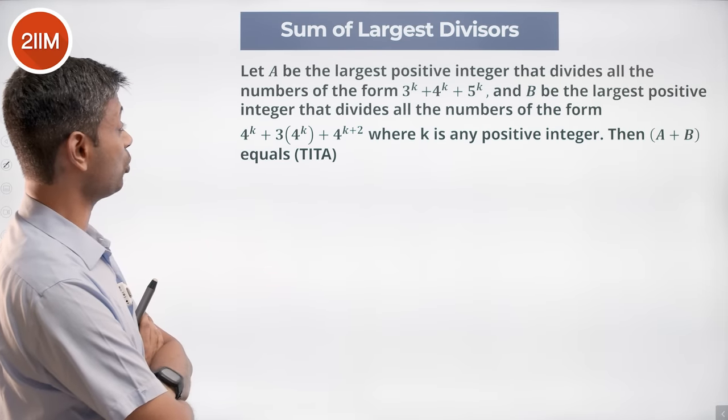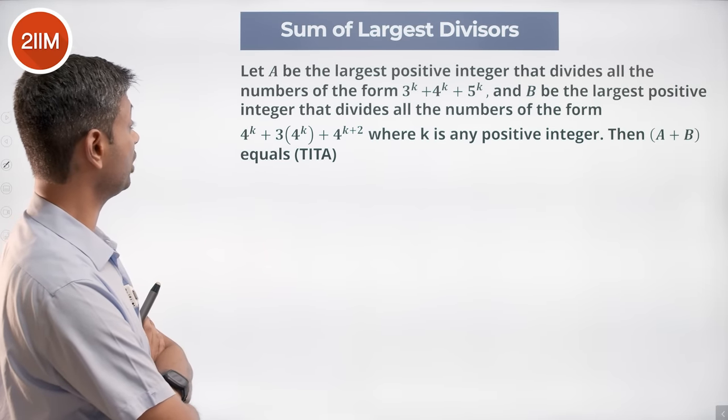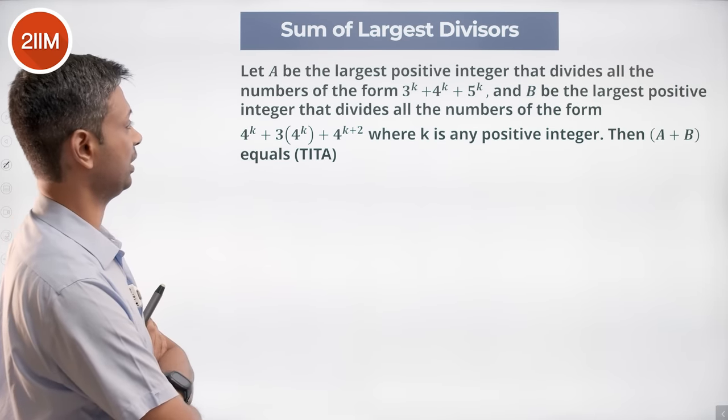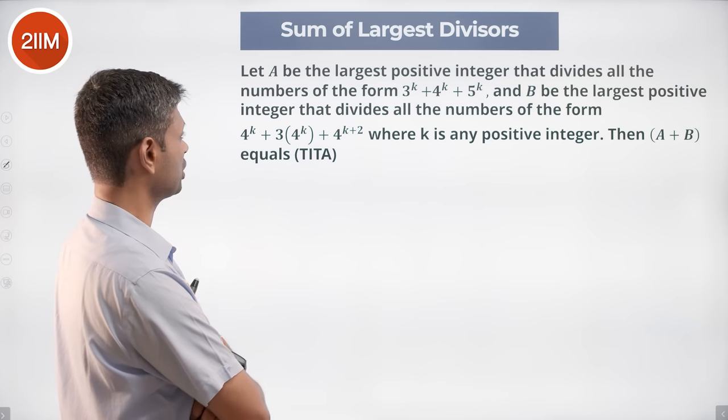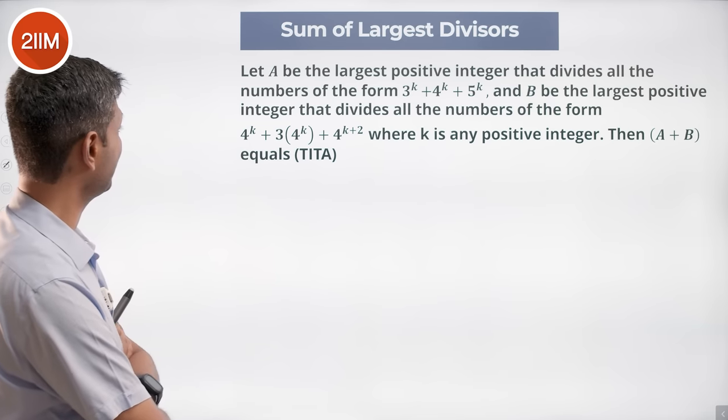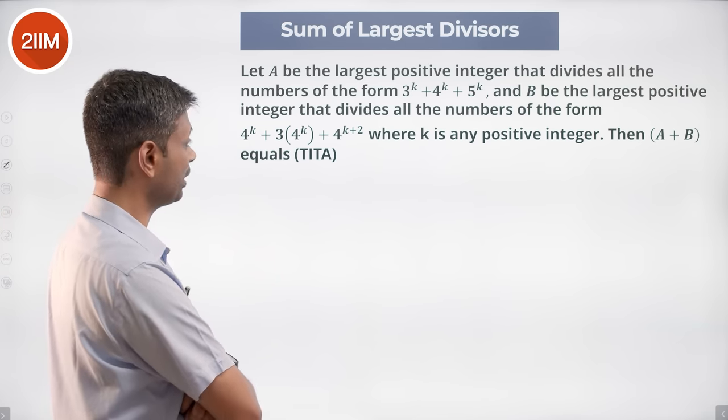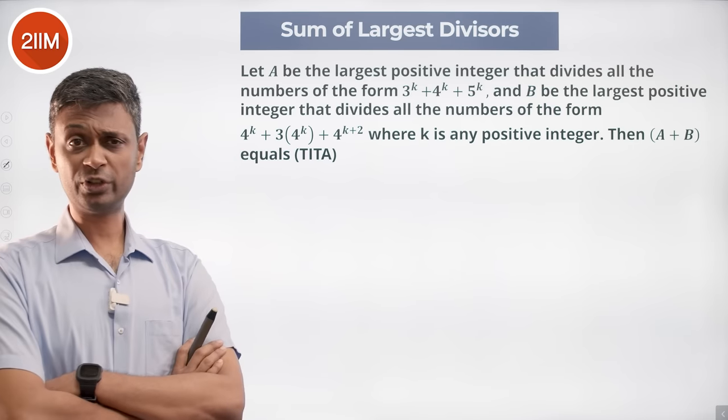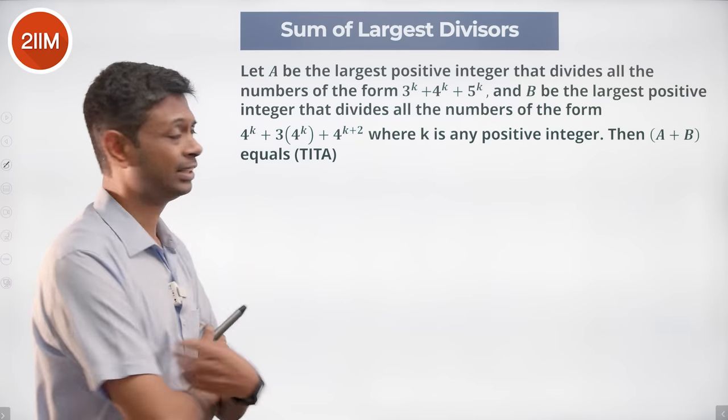Let A be the largest positive integer that divides all numbers of the form 3 power k plus 4 power k plus 5 power k. B be the largest positive integer that divides all numbers of the form 4 power k plus 3 times 4 power k plus 4 power k plus 2, where k is any positive integer. Then A plus B. What do we do?